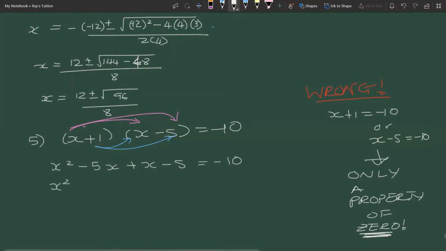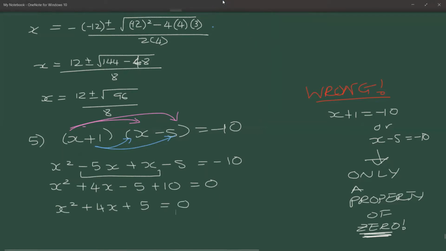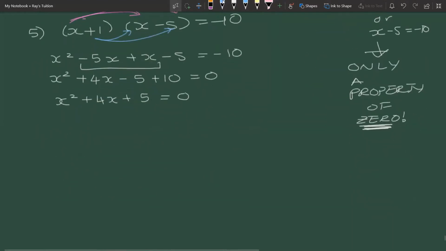So we get x squared minus 5x plus x is positive 4x minus 5. And when we take this 10 over, it becomes positive 10. So this here is x squared plus 4x plus 5 is equal to 0. Okay, so we're using the formula for this one over here. So let us then have a look at the formula. So then our A, we can't see it, but A is 1, B is 4, and C is 5.